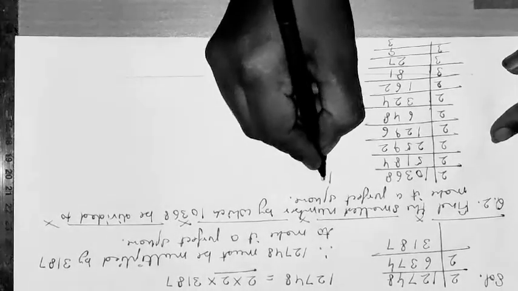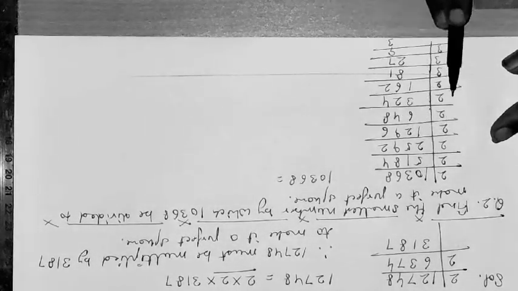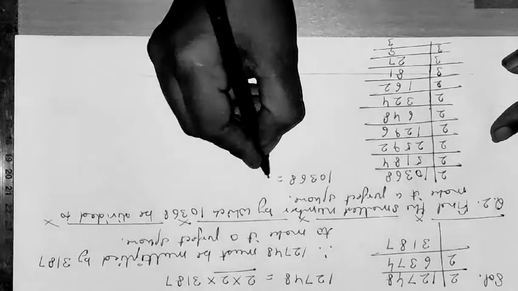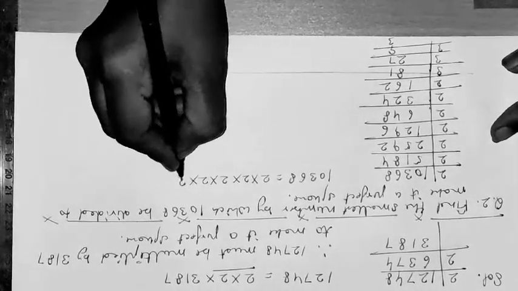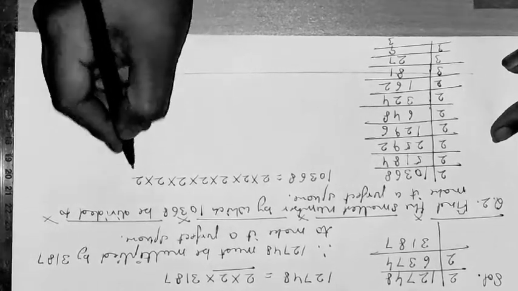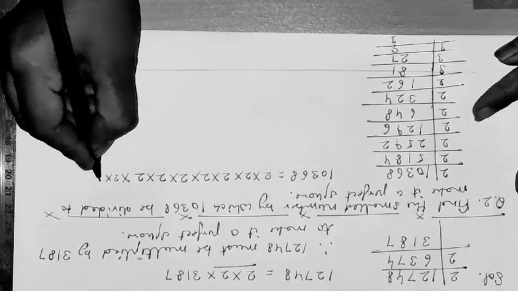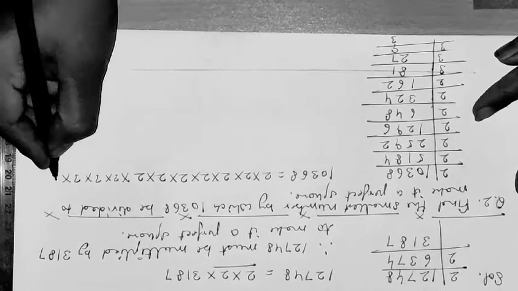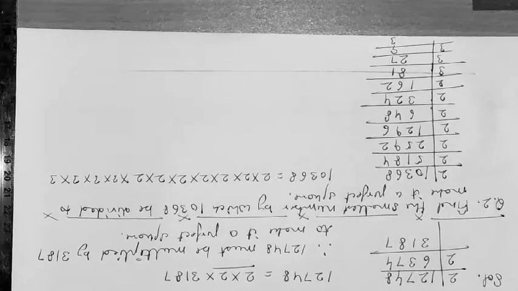Let me write them in proper manner. So 1, 2, 3, 4, 5, 6, 7. We have 7 times 2, and we have 4 times 3. So these are the factors of 10368. So this is the first step we have done.